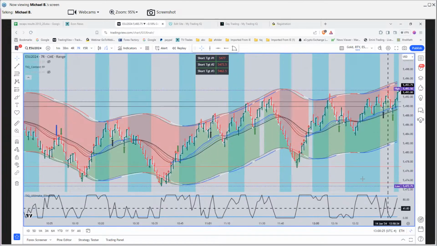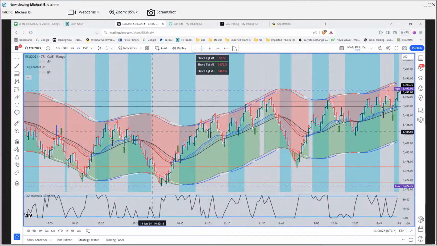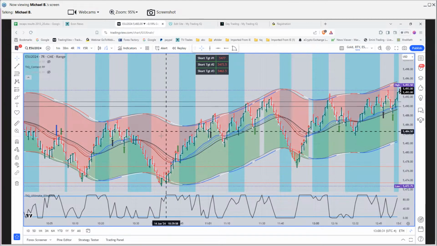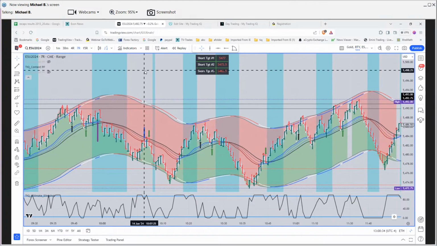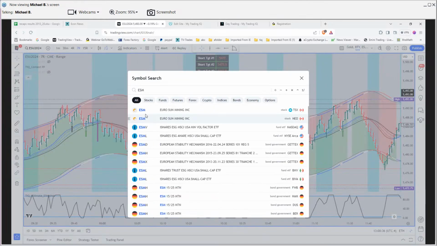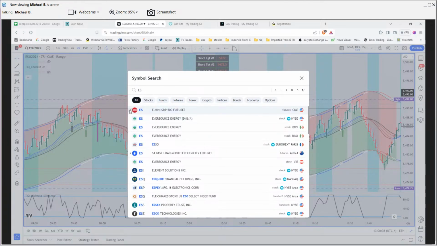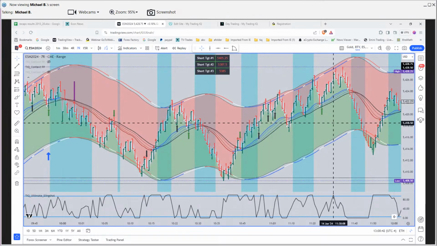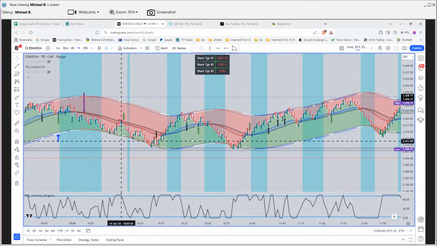On the ES now, what did we do with the ES? We had just a few trades actually. We had one good, one stop out, and one other one. We gotta go back to the ESM contract for this. ESM contract for this. All right, here it is, and here are our trades.